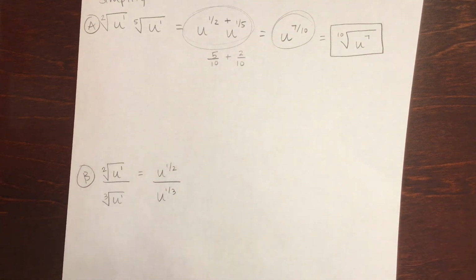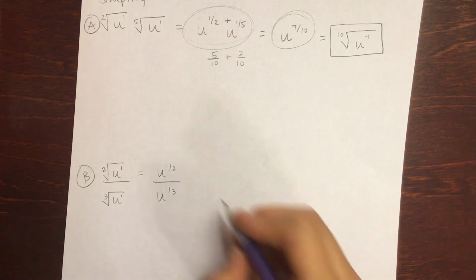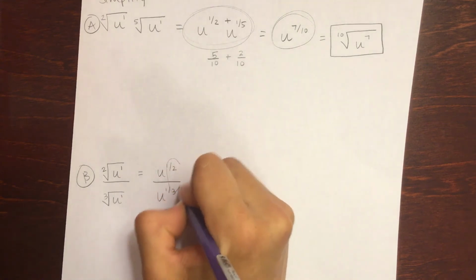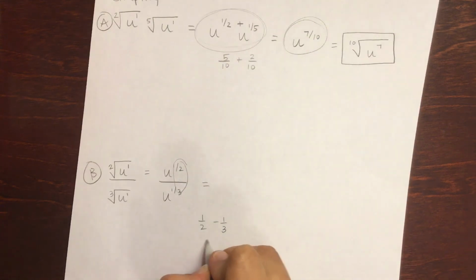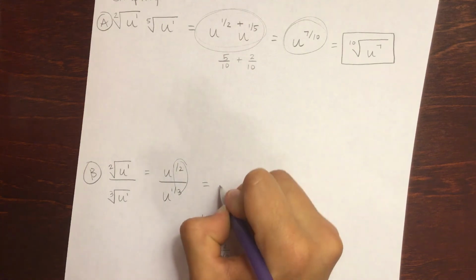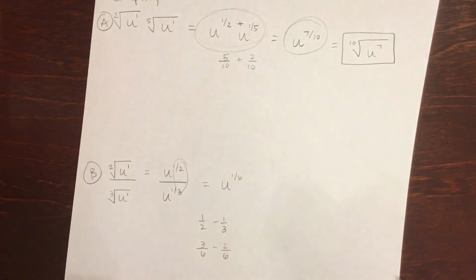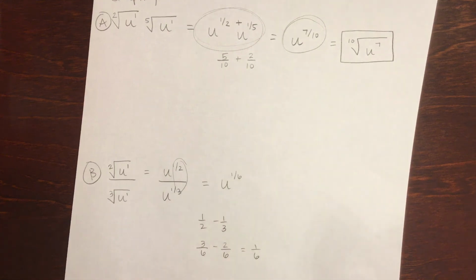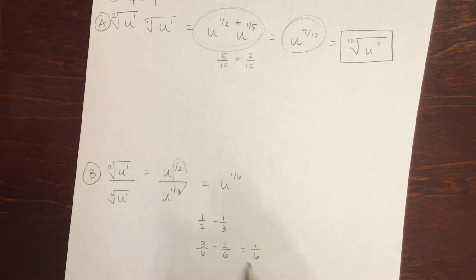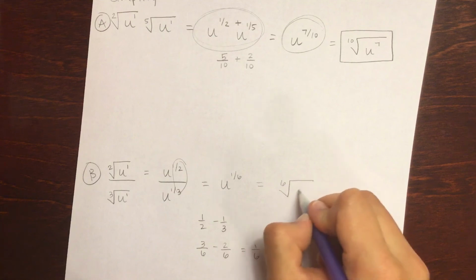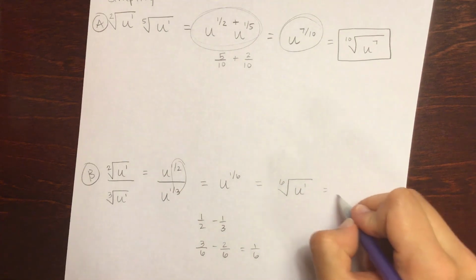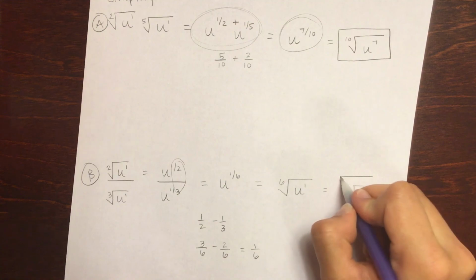I know how to combine these. Because they're in a fraction, I would subtract their exponents. So 1/2 minus 1/3, get a common denominator, and you end up with 1/6. Convert back to radical form. And actually, you wouldn't write that 1 there, you would just put a u.